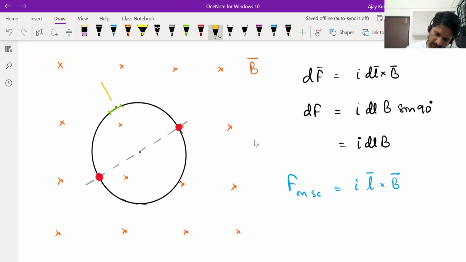Anyway, we know the magnetic force pulling this way. It is I L vector, and for the semicircle, L is 2 times the radius, multiplied with B. We know the magnetic force is pulling the other semicircle also, but let it be. That doesn't matter.